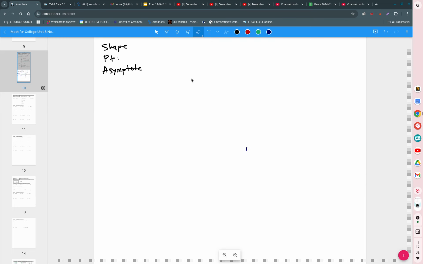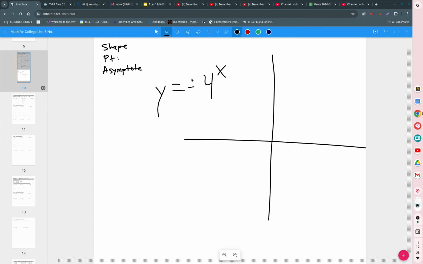Okay. So we're just going to try two more here. I want you to do this one. Y is equal to negative 4 to the x power. See if you could graph y equals negative 4 to the x power.